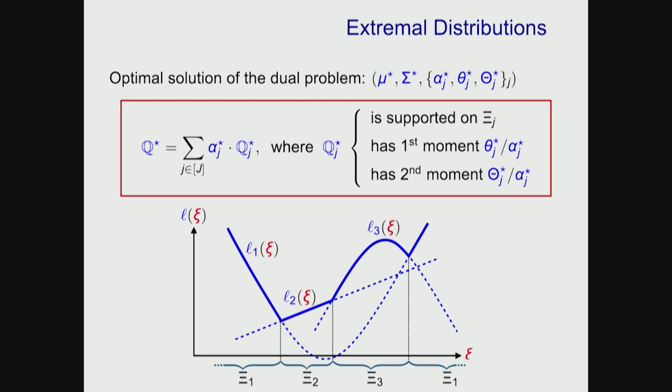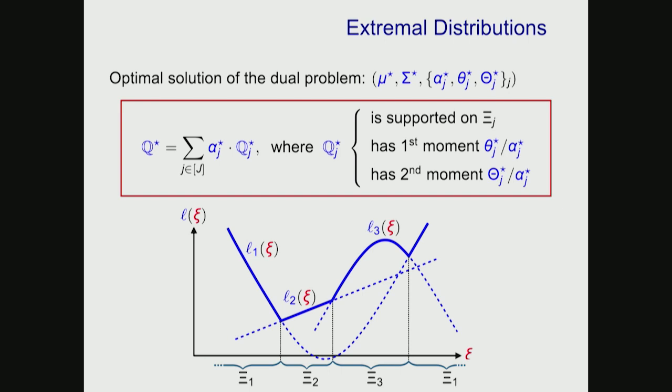So each quadratic component function, Lj, contributes one mixture component, Q star j. And the mixture weights are the optimal decision variables alpha star j from the dual maximization problem. This distribution, Qj star, has the following properties. It's supported on the set where the jth component function exceeds all the other component functions. And it has first and second moments that are determined by the solution of the dual maximization problem. So we know that the worst-case distribution has this structure.